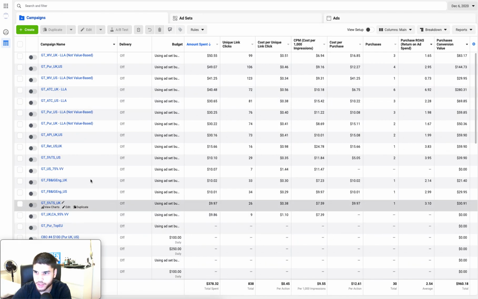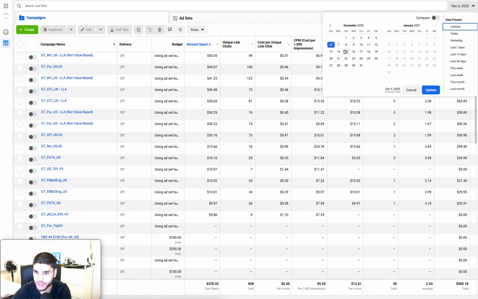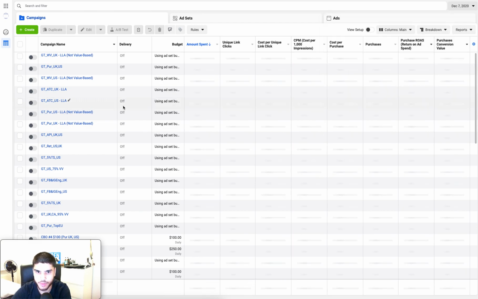Did we launch any CBOs? No. Okay. But my ROAS, it just keeps going up. I'm disabling what's not working. My ROAS just keeps going up. You saw I spent $500+ yesterday. Today I only spent 378. And you see how this strategy just works. It's awesome.